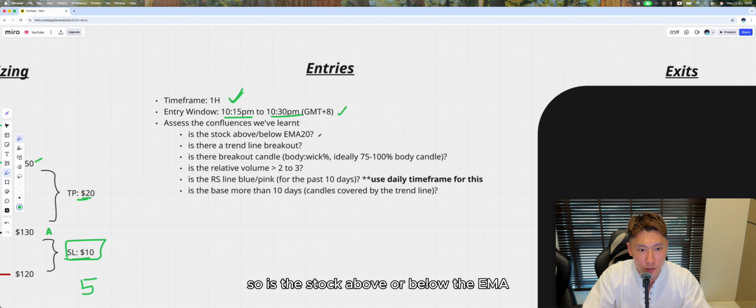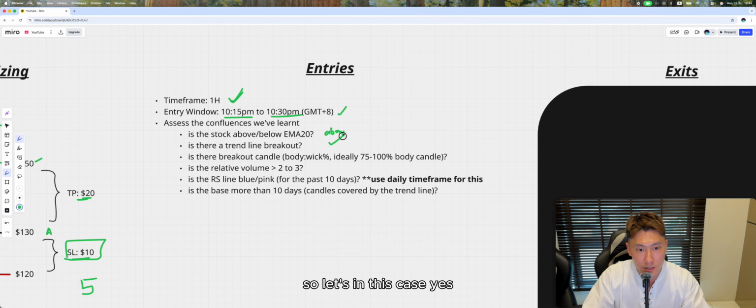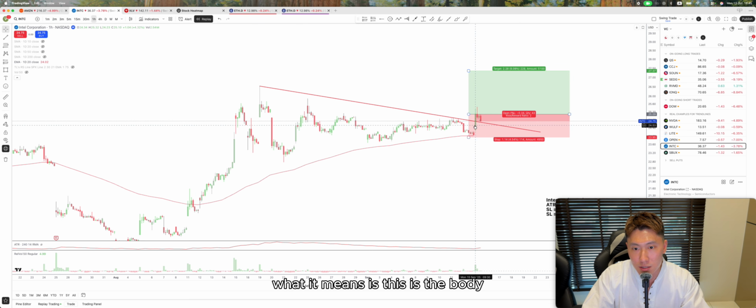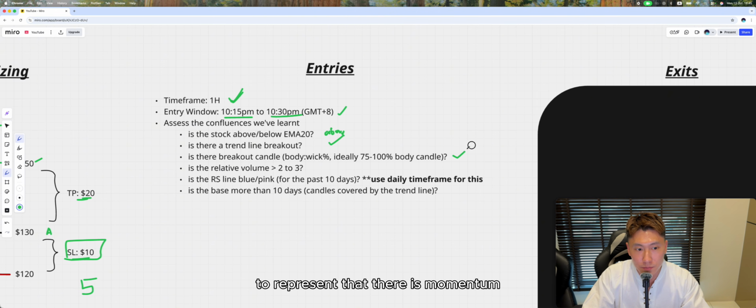So is the stock above or below the EMA? If we are long buyers, obviously you want it to be above. Is there a trendline breakout? Obviously, you guys know that we trade breakouts. This is a very clear example of a breakout. So in this case, yes, we do have a trendline breakout. Next, what is the breakout candle's body to wick ratio? We want a 75 to 100% body candle. This is the body, you guys have learned that, and this is the wick. We want at least a 75% body candle to represent that there is momentum.